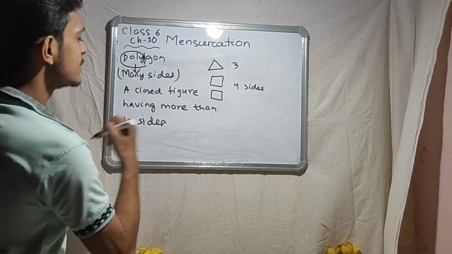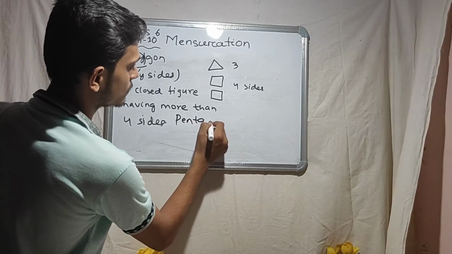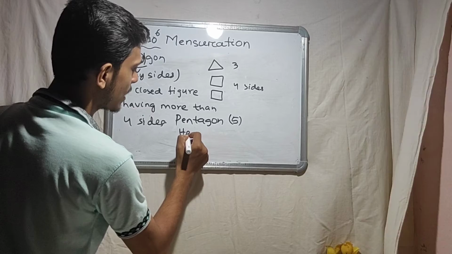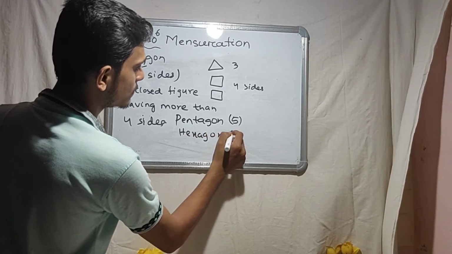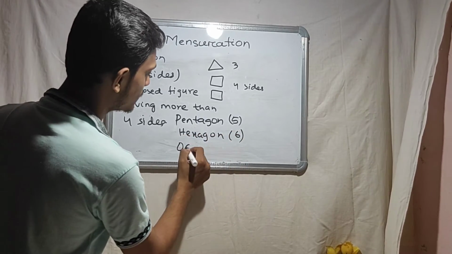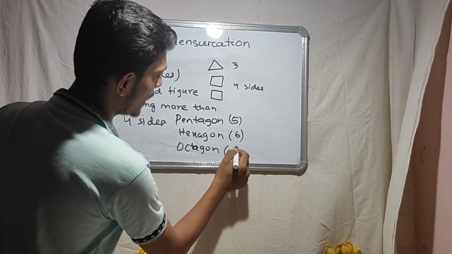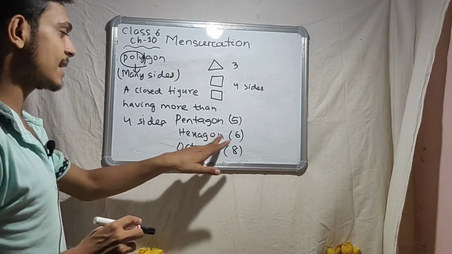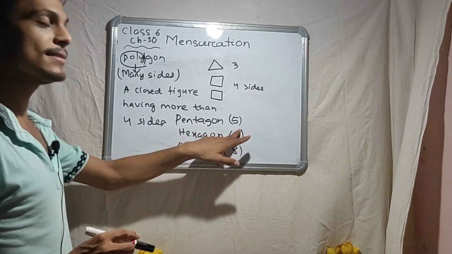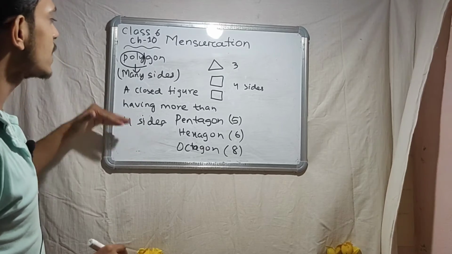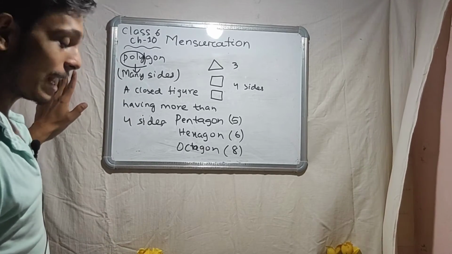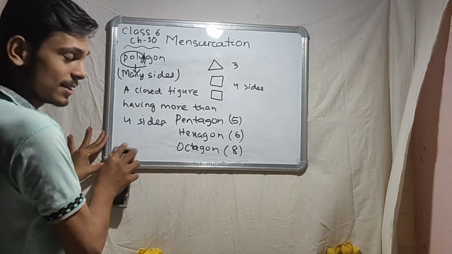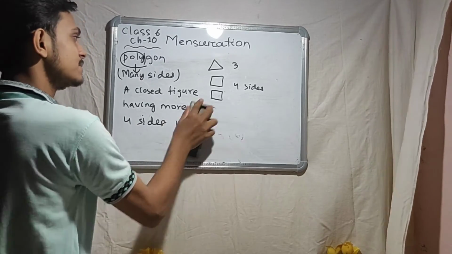Okay, so there is a pentagon. Remember the name pentagon. Penta means 5. Hexagon, 6. Octagon, 8. So octagon has 8 sides, hexagon has 6 sides, and pentagon has 5 sides. In this way, a figure with more than 4 sides is called a polygon. So how can you calculate the perimeter? Simple. The perimeter means the length of all sides. Yes or no?